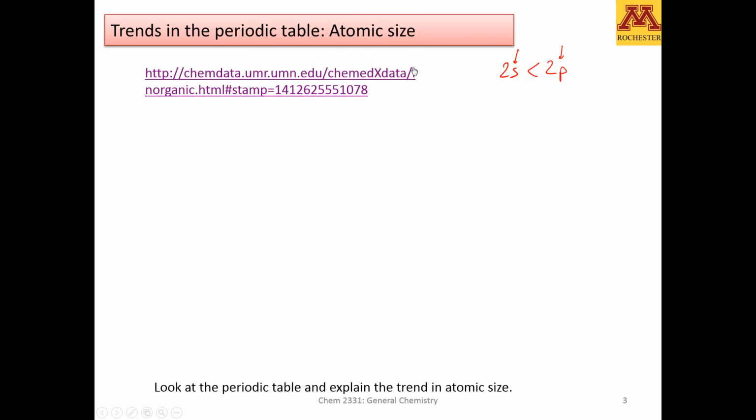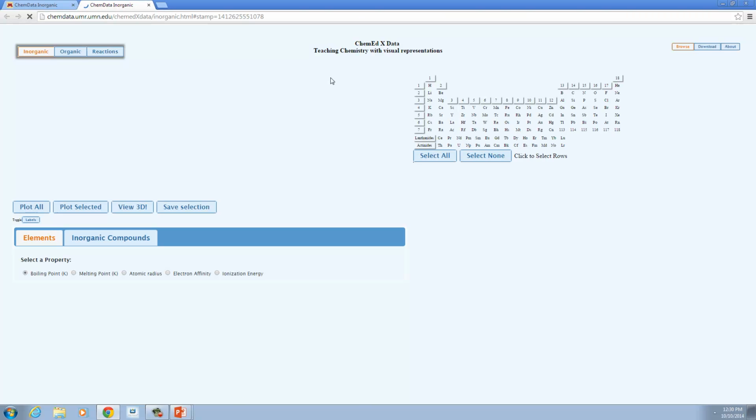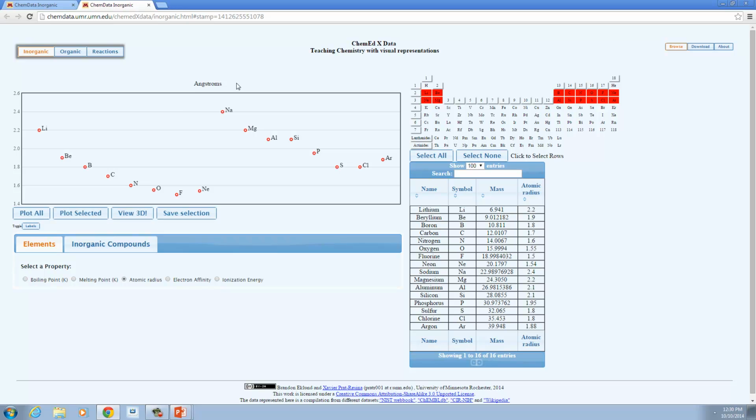So let's look first at the atomic size. How does the atomic size change depending on where the electrons are? So if we click here, you can see the size of lithium, beryllium, boron. As you go from the left to the right of the periodic table, the size of the element will decrease until it reaches another row.